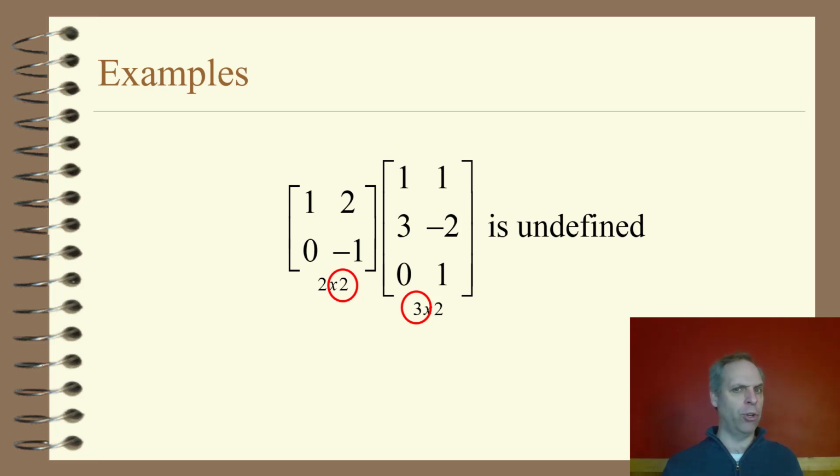That's very disturbing because this is the very first time that you've been introduced to some kind of a multiplication between objects where the order really matters. In this case, the order matters so much that in one order, the multiplication is not even defined.